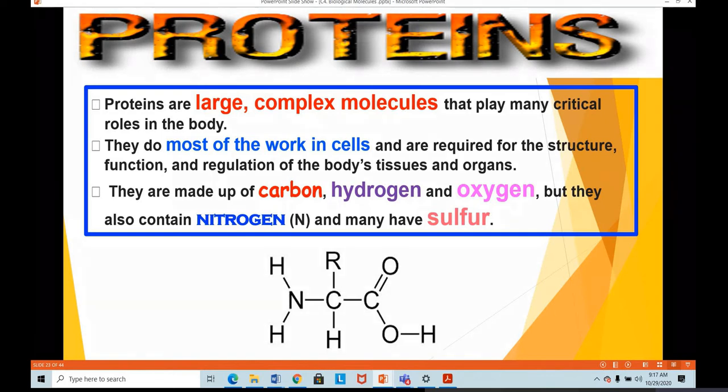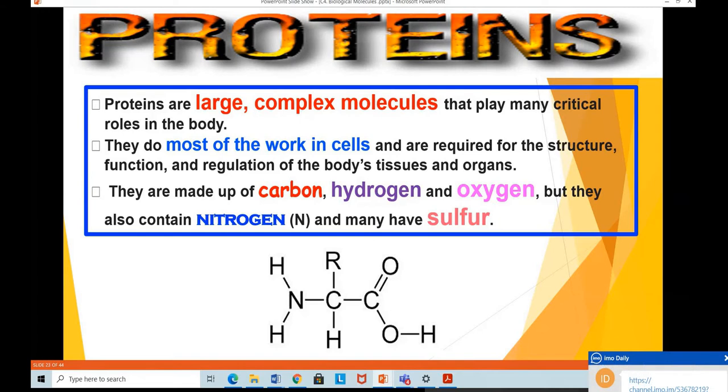Now, proteins are large complex molecules that play many critical roles in the body. So may I know what are the functions of protein in our body, girls? It helps with the building of muscles. It helps for the what of muscles? The building. Building of the muscles, excellent. And for repairing cells, very good. And what else are proteins used for in the body? They are used for building up of the cells. They are used for repair of the worn out cells and damaged cells.